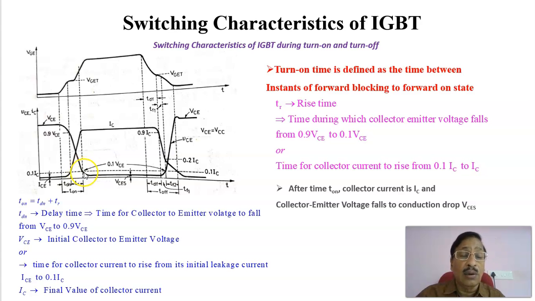During the conduction of the device, whatever the voltage across collector to emitter is called VCES, or VCE saturation. That much voltage will be dropped between collector and emitter as it is conducting. Therefore, the total turn on time is the summation of the delay time TDN plus the rise time TR.